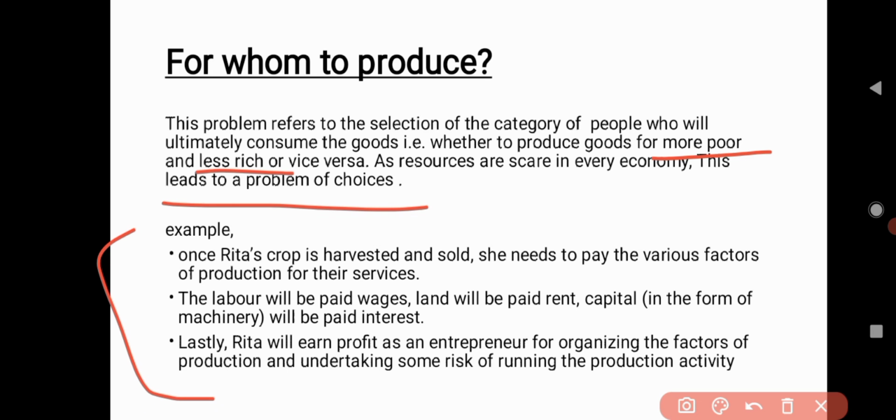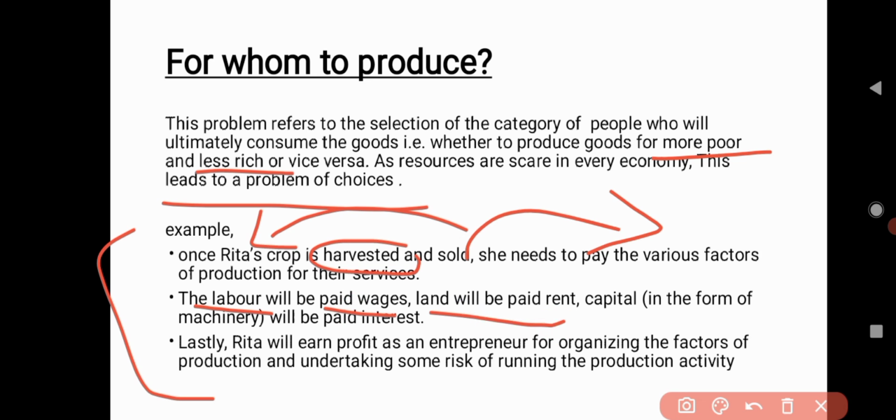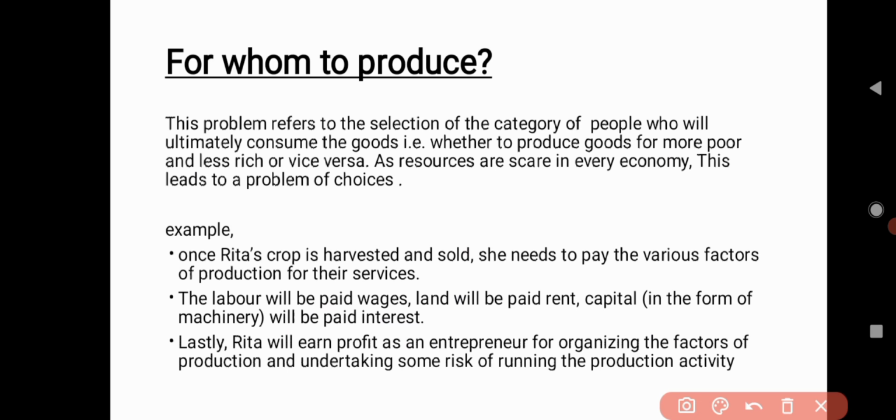Let us take an example that Rita's crop is harvested and sold. She harvested the crop and sold it in the market, right? Once she sold it in the market, she will get the money from it, right? But she has harvested the crop by using labor intensive techniques. Now if she has used factors of production, then she has to give them something in return. So if she has used labor, she has to pay wages for them, right? For the land she needs to pay rent, and the capital in the form of machinery will be paid interest, right? So she will be utilizing her factors of production for their services, and she has to give them back. She cannot just compensate their services by giving the harvest. No, she needs to pay them, right?